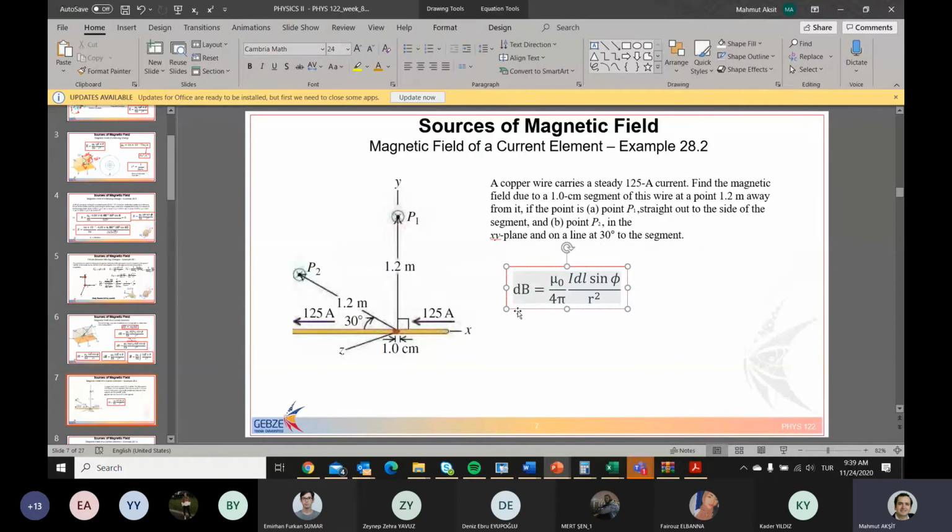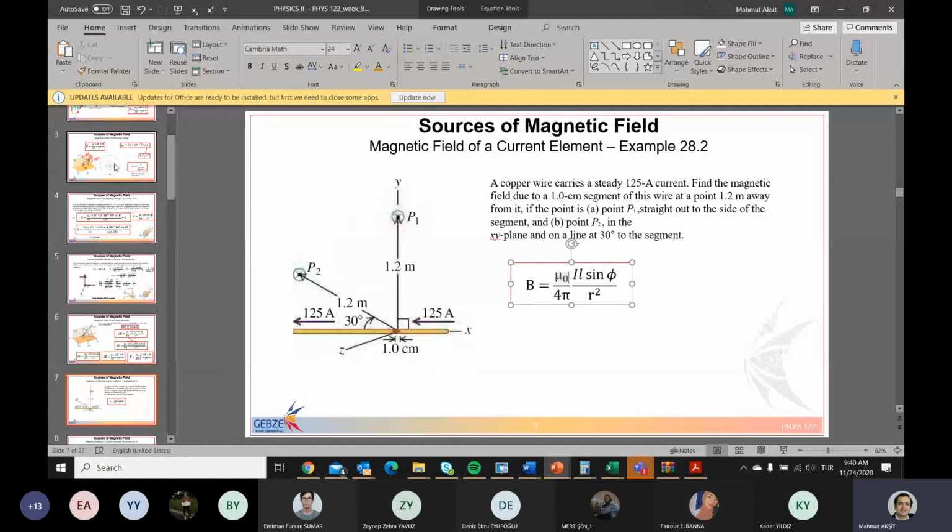So here, this equation, when you do integration, dl will be just L itself. For example, you will integrate from 0 to 1 centimeter. So it's going to be the length itself. It's going to be just the same as multiplying by 1 centimeter. So you just replace it with L. Easy, okay. And you find the total magnetic field if you just do that.